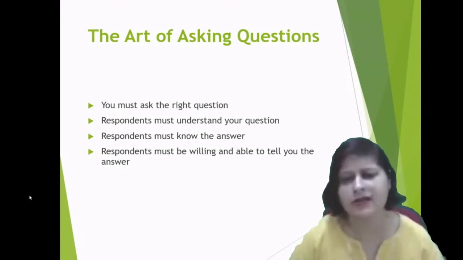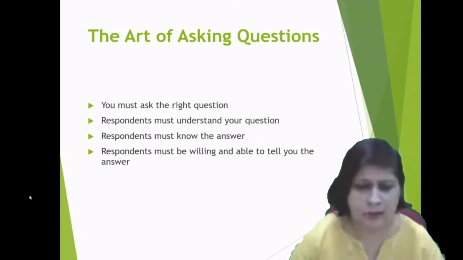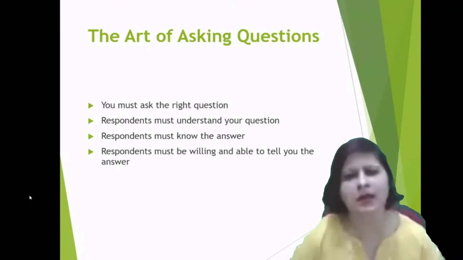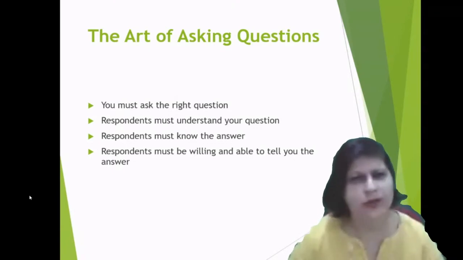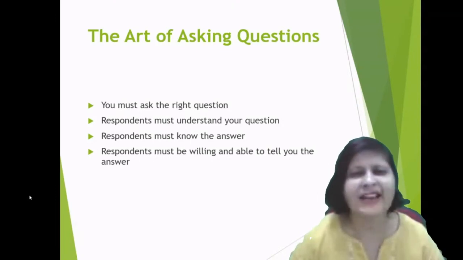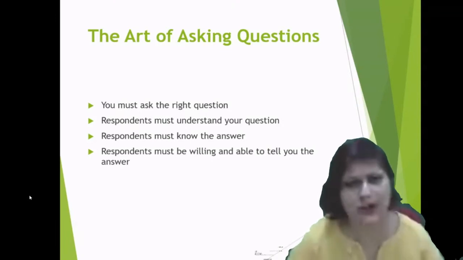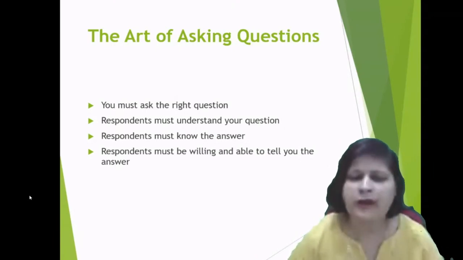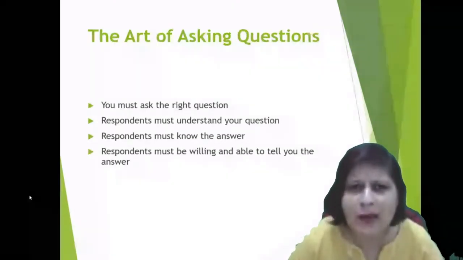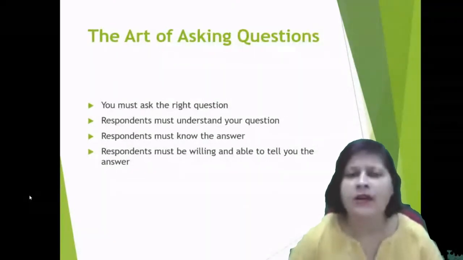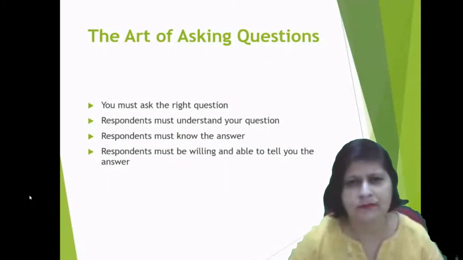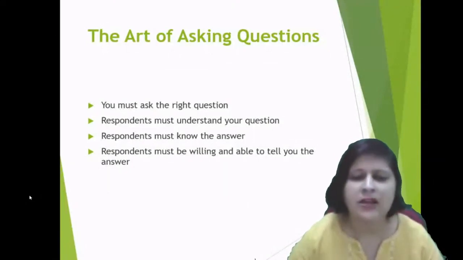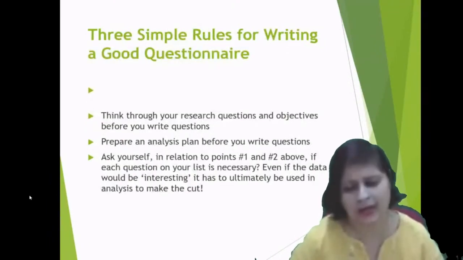Respondents must know the answer. The respondent must be willing and able to tell you the answer. Don't ask questions which the respondent will not like to respond to. Don't ask biased questions. So you should ask the right question. Your respondent must understand your question. Use simple language while asking the question. The respondent must know the answer, and must be willing and able to tell you the answer.